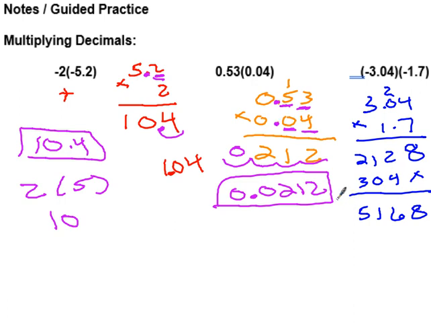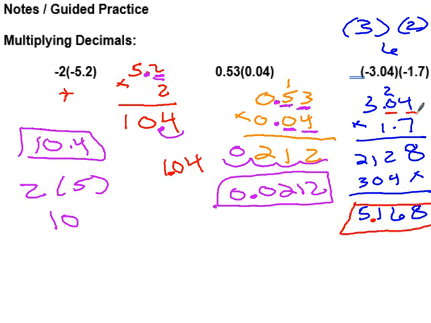The answer is not 5,168. 3.04 is really close to 3. 1.7 is really close to 2. I'm rounding up to the nearest whole number. 3 times 2 is 6. My answer's got to be somewhat close to 6. So just knowing that, if I put my decimal here, 516 is not close to 6. 51 is not close to 6. 5.1 is really close to 6. So there's where my decimal goes.